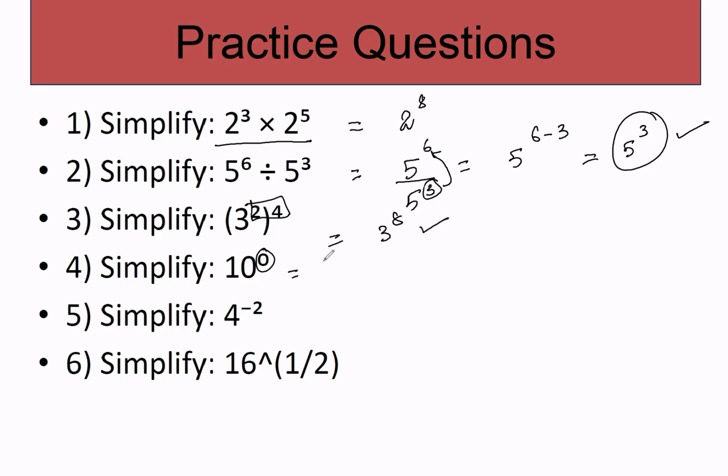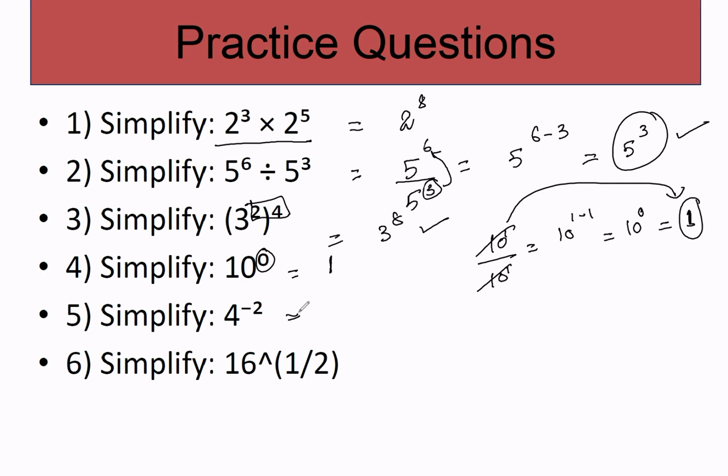Anything raised to the power 0 is equal to 1. I told you the logic also: 10 divided by 10 means 10 power 1 minus 1, and 1 minus 1 is 0, and therefore it's equal to 1. Any number divided by itself is 1. So that's the logic of power 0. 4 power minus 2 means 1 over 4 squared. 4 squared is 16, so 1 over 16 is your answer.